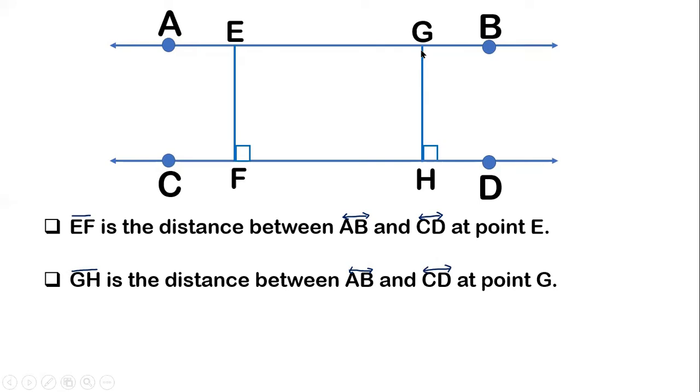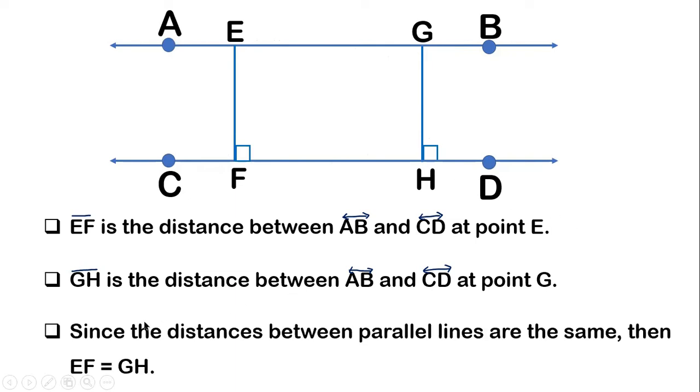Okay, so what do you understand here? You should be able to see that line segment EF is equal to line segment GH. And if line segment EF is equal to GH, then it means that line AB is parallel to line CD. So, since the distances between the parallel lines are the same, then EF is equal to GH.